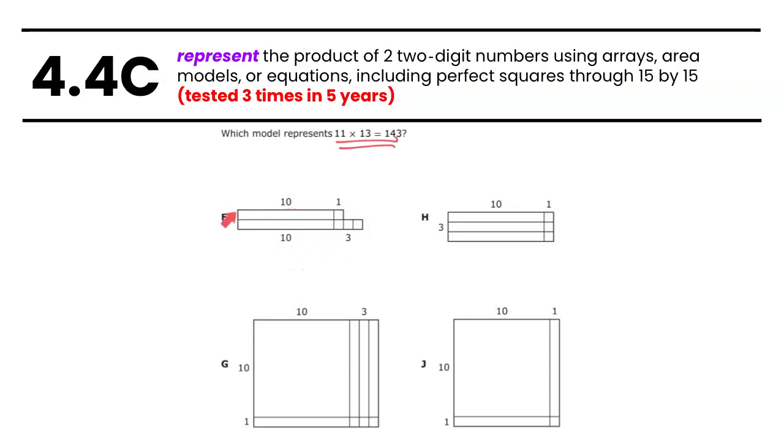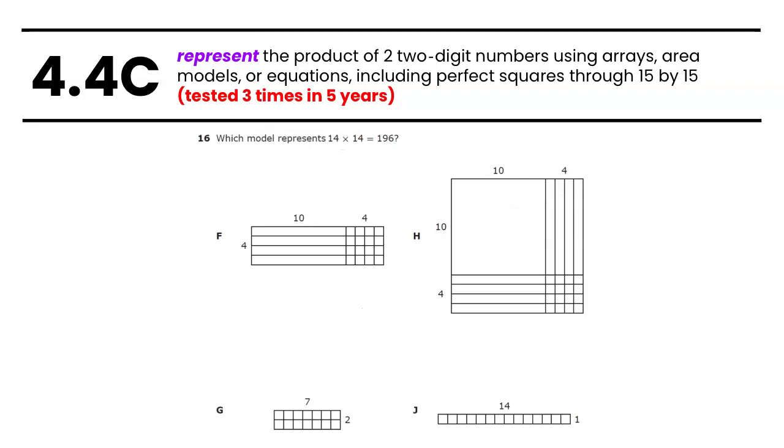They didn't have a top and a left-hand side. Here in H, they have 11, but then they have 3. They don't actually have 13. And J is probably the best wrong answer, but all they had was 11 times 11. They did not have 13 times 11. And so noticing here that G is the correct answer because it correctly decomposed that 2-digit number into a tens place and a ones place.